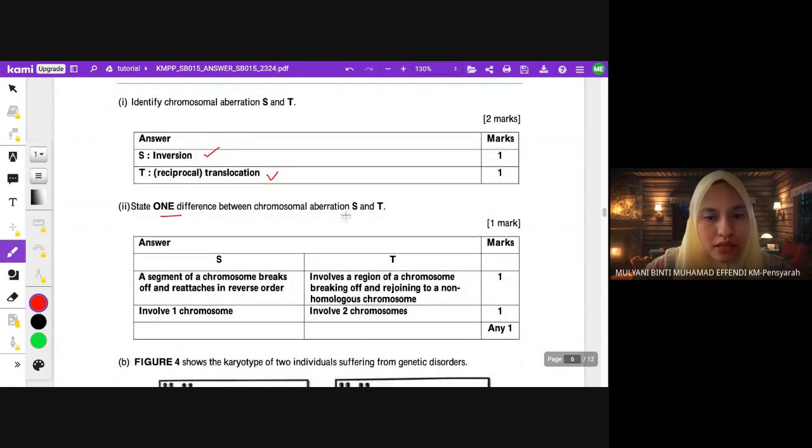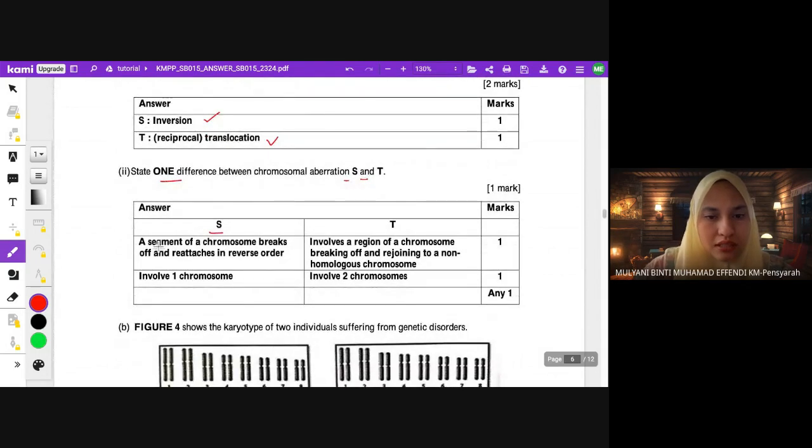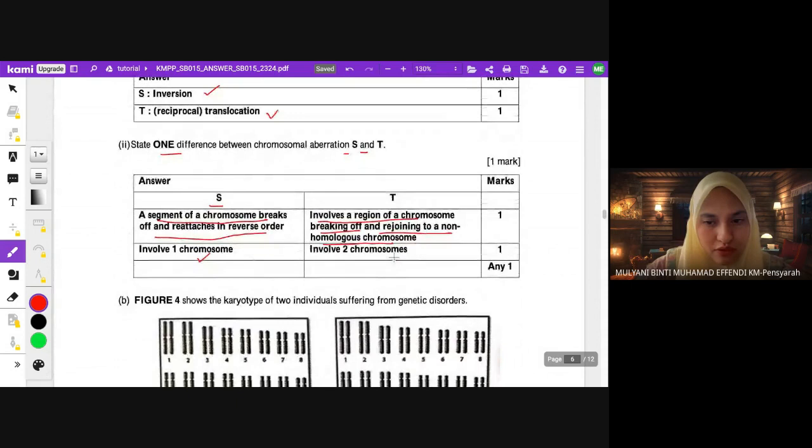So satu difference between S and T. Untuk S, a segment of the chromosome breaks and reattach in reverse order. Yang T pula, region of chromosome breaking off and rejoining to a non-homologous chromosome. Kromosom yang berlainan. Okay. So yang S ni involve one chromosome, yang T ni involve two chromosomes.